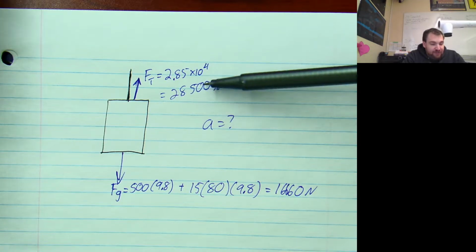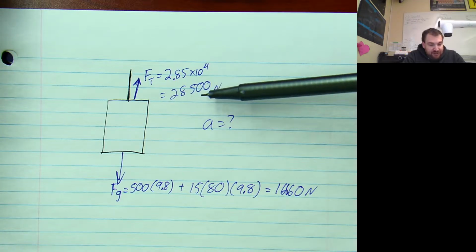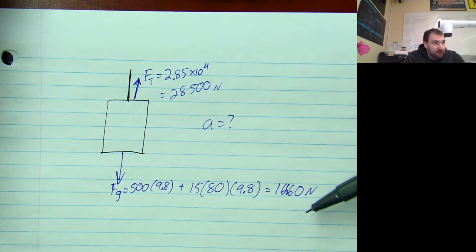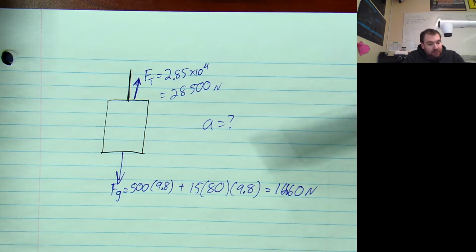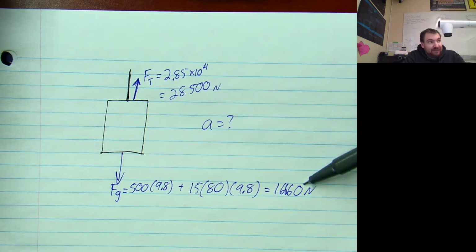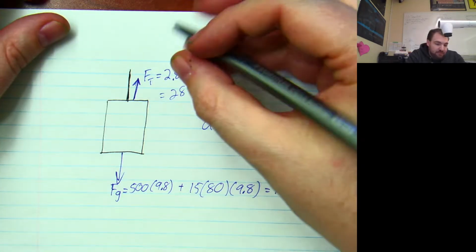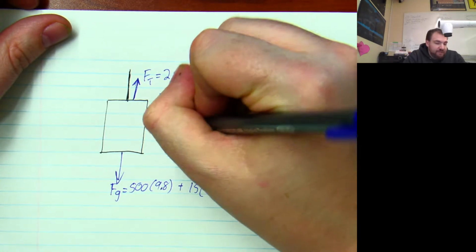And for this thing to exert this maximum force, this thing's going to be accelerating which way? Take a look at the forces. Which one's bigger? This one's bigger than this one. So which way does the elevator have to be going? Has to be going up. So I'm going to call that direction positive.